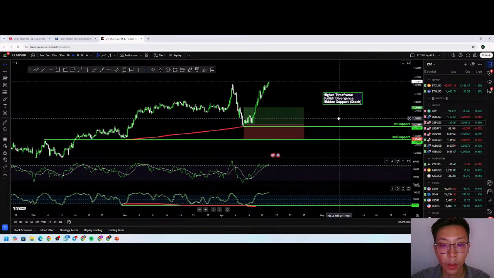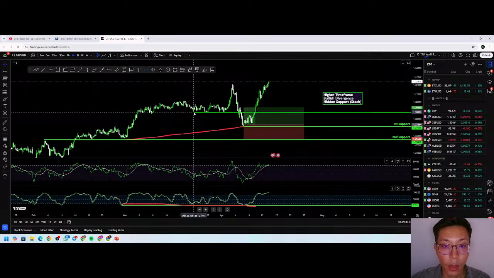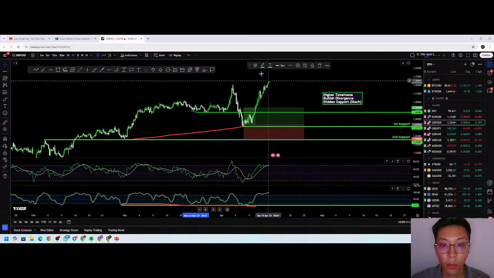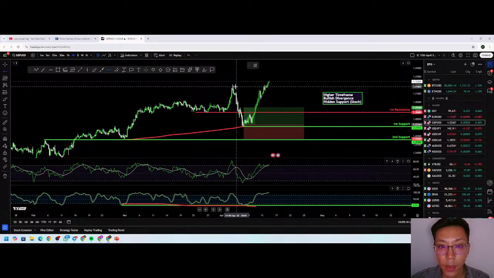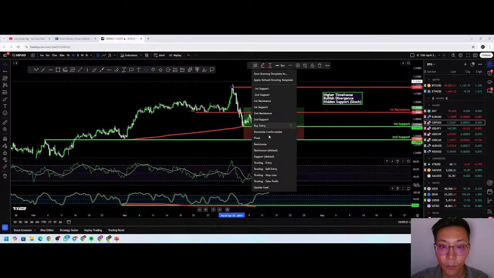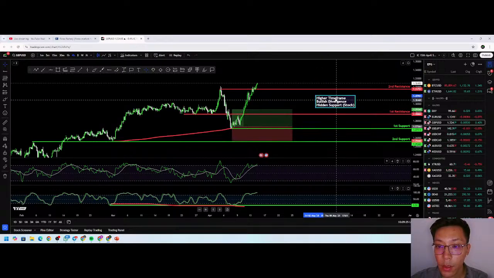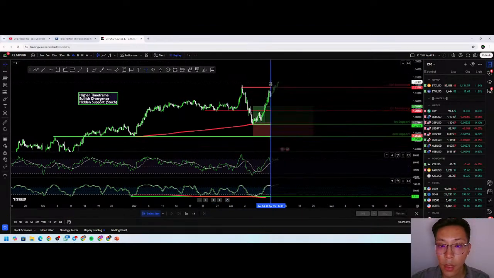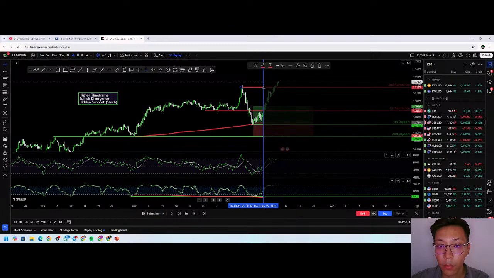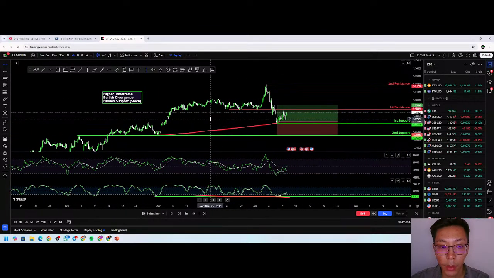Then where should we target? Our first obstacle would have been this, and our next obstacle is here. So this is what I am actually looking at. If I were to use the replay button right here, the replay button is very useful.